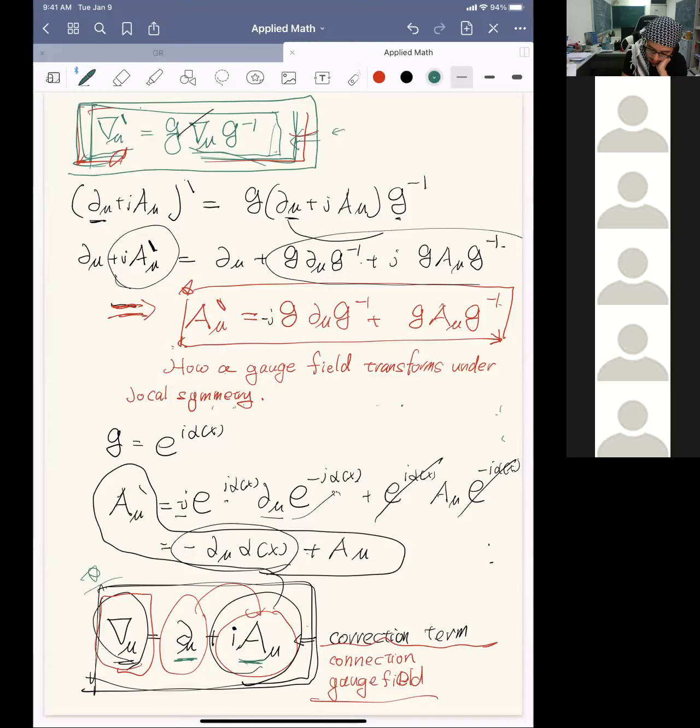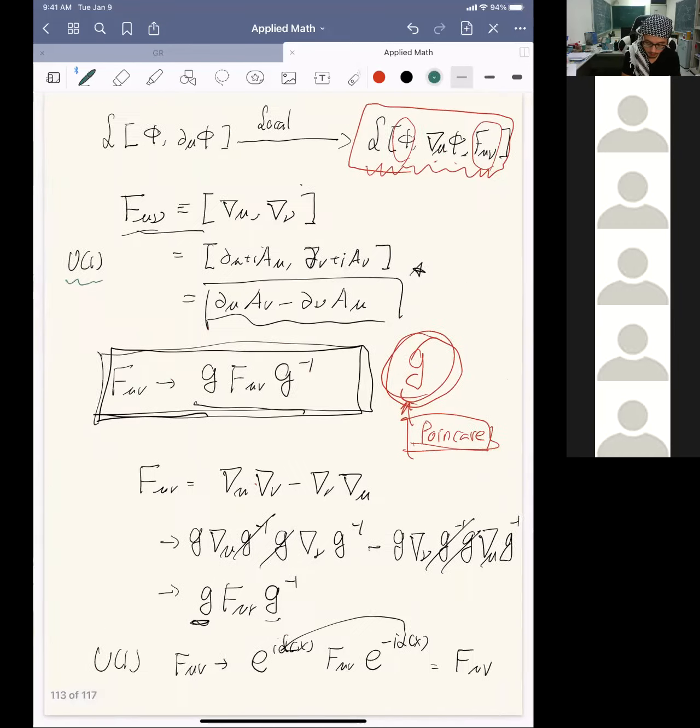And from this, we can deduce that the correction term, or the gauge field, or the connection, should transform in this manner. So we automatically derive the form in which your gauge field should transform. Said in another way, the whole point of having a gauge field is to modify your derivative in such a way that under local symmetry, the covariant derivative transforms in the same way as the ordinary derivative.